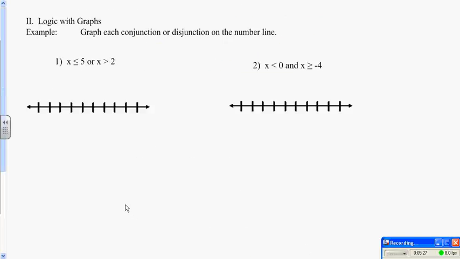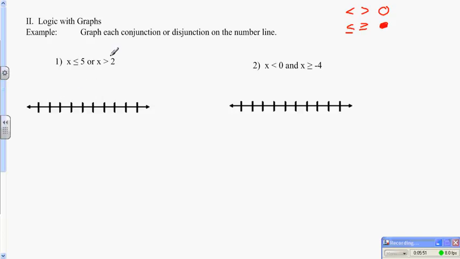Let's take a look at number lines first in terms of graphing. This is a review lesson for a lot of us, and the key to this is that we have to remember that if we have a less than or a greater than, then our number line graphs will have circles around the numbers. If we have less than or equal to or greater than or equal to, we'll have filled in dots.